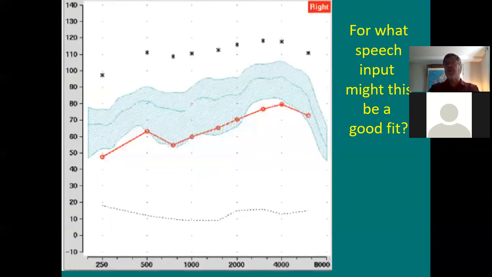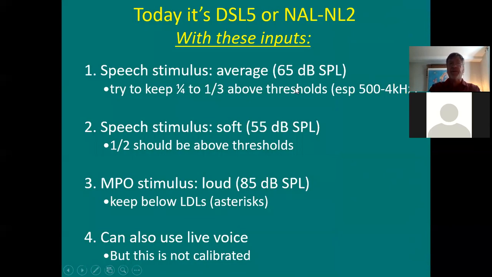For what speech input might this be a good fit? Average speech inputs, although even this is a bit much. It's kind of more than a third. It's kind of approaching a bit of a half, isn't it? Might be a little bit of an overfit, I think. So today it's DSL 5 or NAL 2 with these inputs, 65, 55, and this is a bit excessive. You should say if it's speech especially.